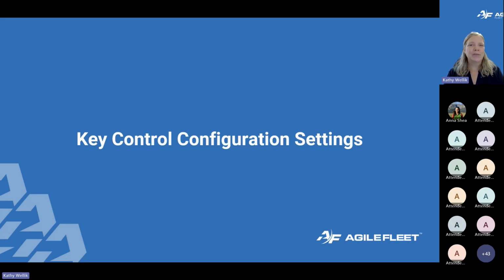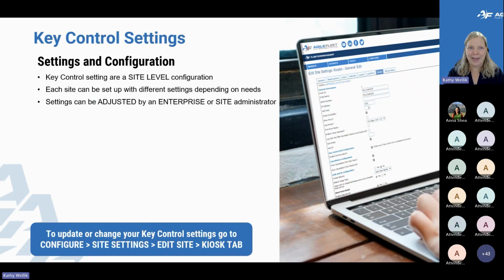So the key control configuration settings. This is where the rubber meets the road, right? And we really want to dig into these key control settings. And so when you're going to go there, your key control settings are at the site level. So you're going to go to Configure, Site Settings, Edit Site, and go to the Kiosk tab. Now, several clients have also asked in Workshop Wednesdays if we could be doing it live and so forth on a live site.